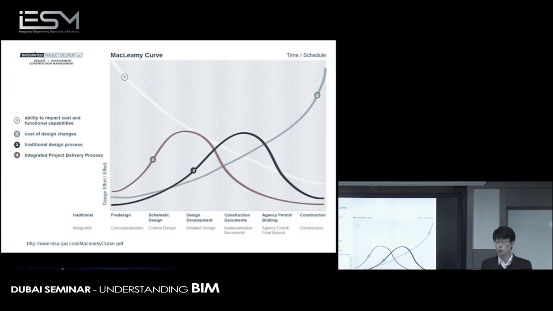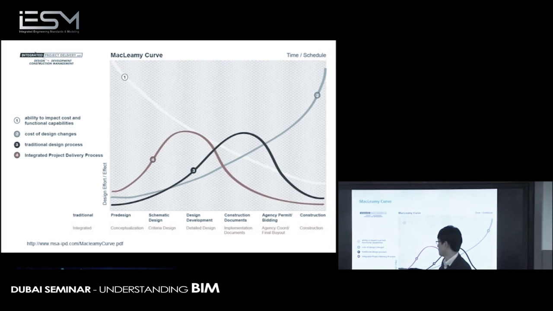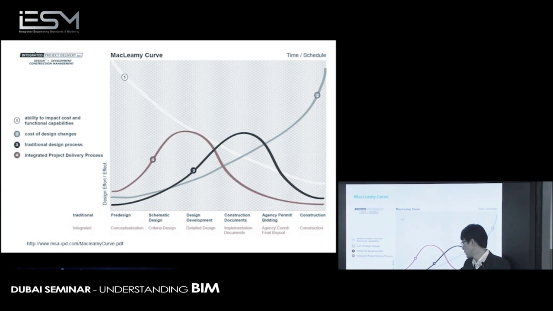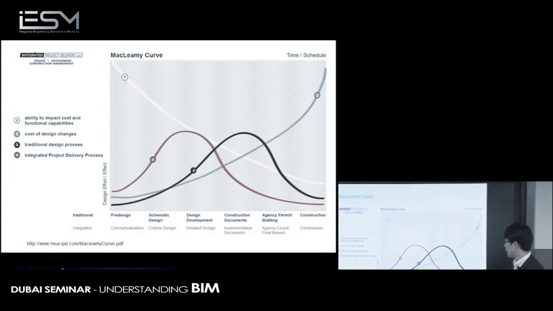According to the importance, the impact of information, this diagram is the kind of famous MacLeamy curve. MacLeamy is the CEO of the famous architects company, HOK. This axis shows you design effort and its effect. This axis shows you the building life cycle: pre-design, schematic design, design development, construction documents, agency permit, bidding, and actual construction. Kind of a design process.